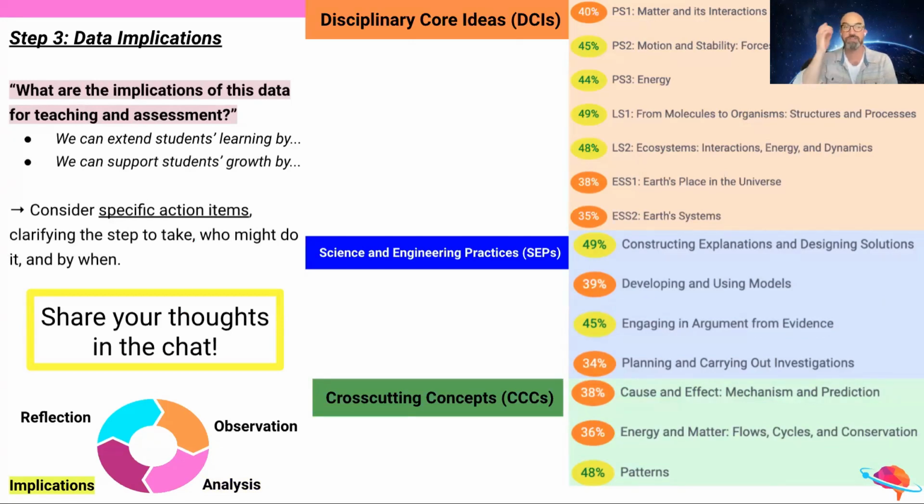I want y'all to solve some problems here. If these were your kiddos and you were trying to solve these problems, what would you do? How would you extend students' learning? How would you support students' growth? I'm going to throw one out there to make sure that we have some ideas.